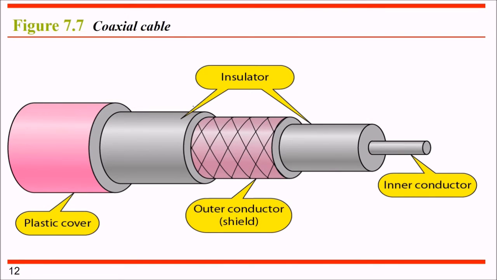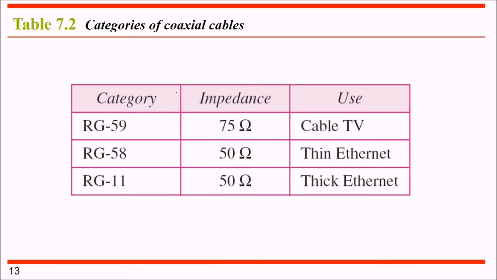Then we have coaxial cable. In coaxial cable, you can see the outermost is plastic. Then you have an insulator in between, then the outside conductor, that is a shield, and then you have an inner conductor. The categories of coaxial cables are RG59, RG58, RG11, and these are the impedance values of these categories: 75 ohm, 50 ohm, 50 ohm. So RG59 is used in cable TV, RG58 for thin Ethernet and RG11 for thick Ethernet.